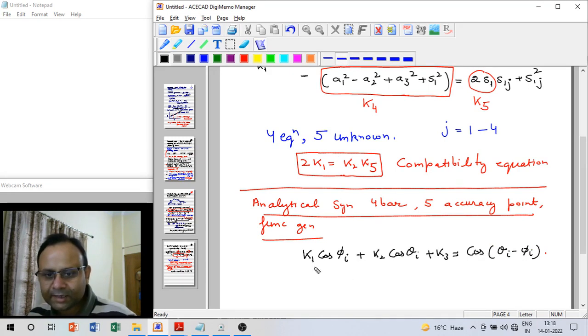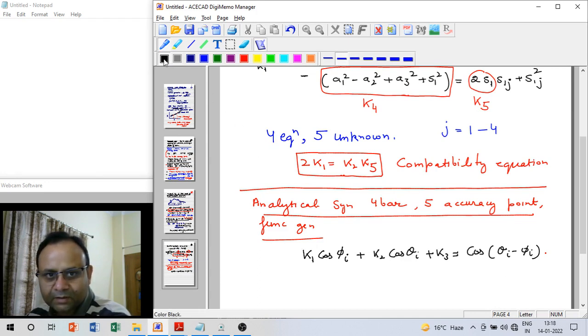Now it looks like we have only 3 design parameters here: k1, k2, k3, and previously we did 3 accuracy point synthesis based on this. So you have theta 1 phi 1, theta 2 phi 2, theta 3 phi 3. You just plug them in, you get 3 equations and 3 unknowns. There are 3 accuracy points. But now for 5 accuracy points we'll have to introduce 2 more design parameters in this.